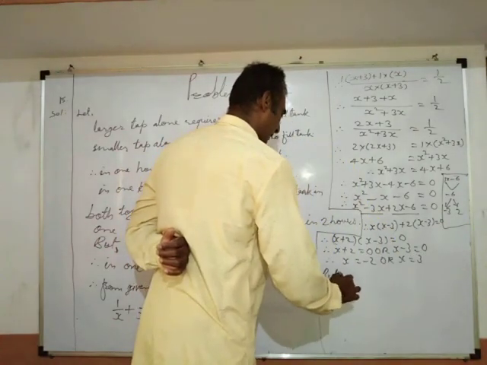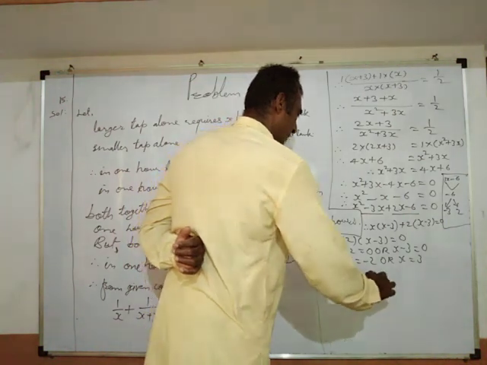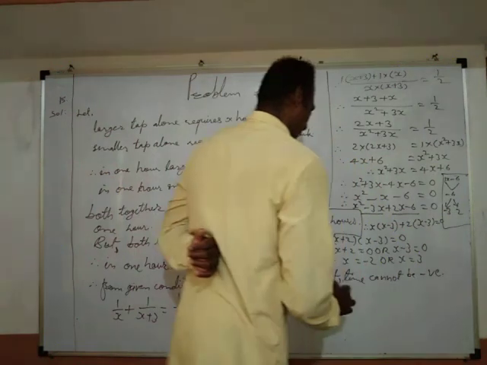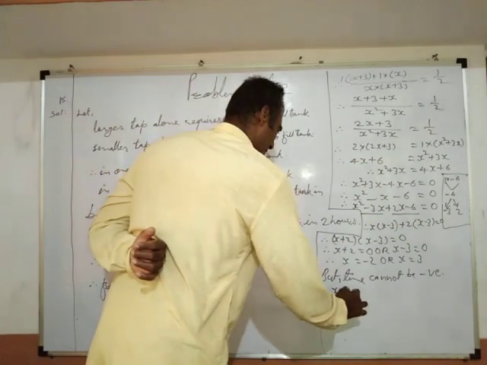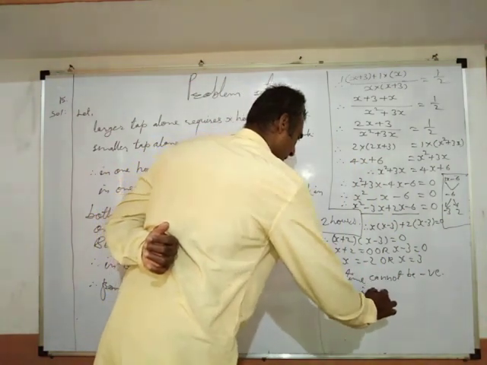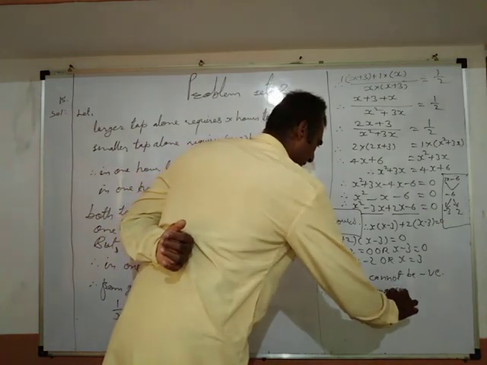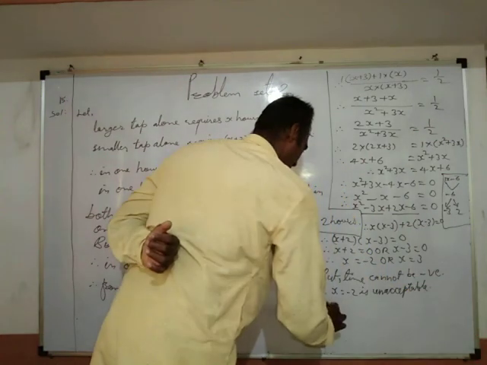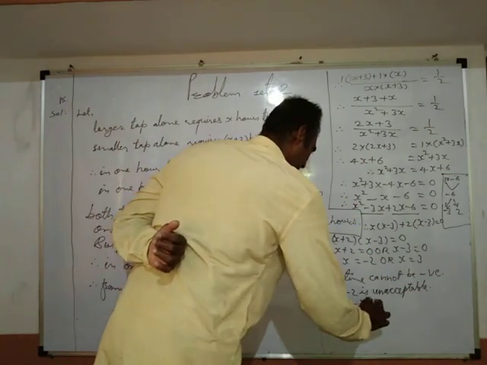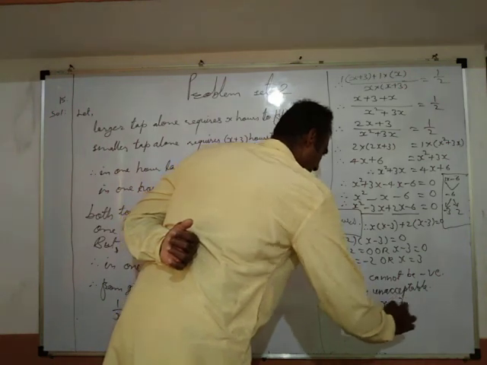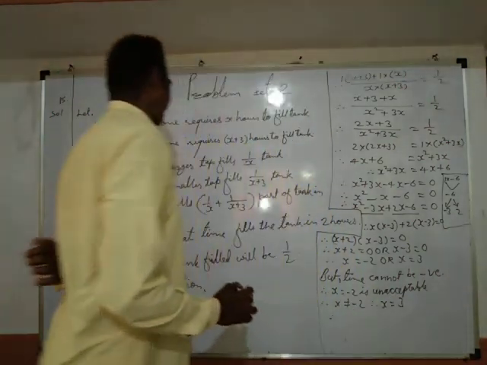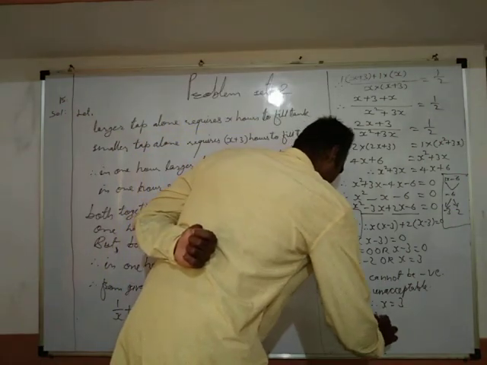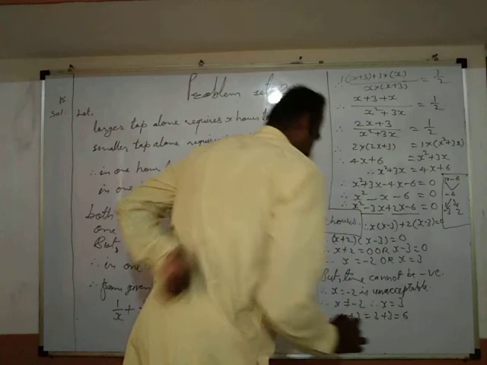But time cannot be negative. Therefore, x equals minus 2 is unacceptable. And therefore, x must not be equal to minus 2, and therefore x must be equal to 3. And therefore, x plus 3 equals 3 plus 3 equals 6.